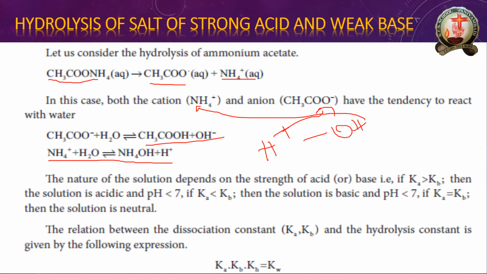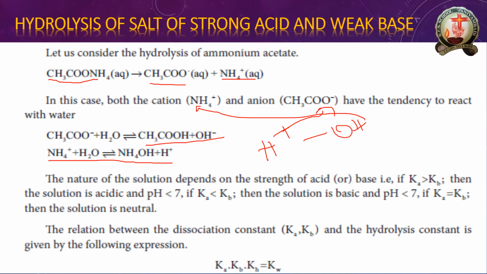The nature of the solution depends upon the strength of the acid or base. If Ka is greater than Kb, then the solution is acidic, with pH less than 7. If Ka is less than Kb, the solution is basic, with pH greater than 7. If Ka is equal to Kb, the solution is neutral.